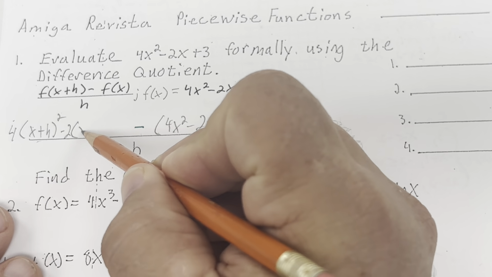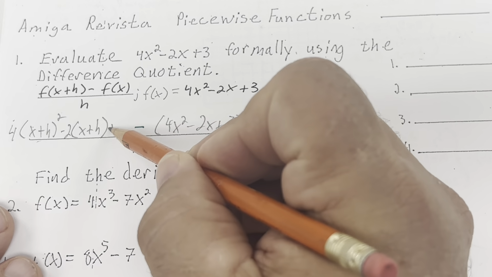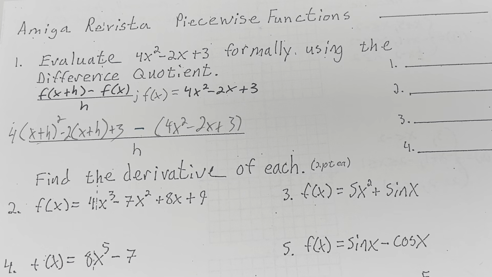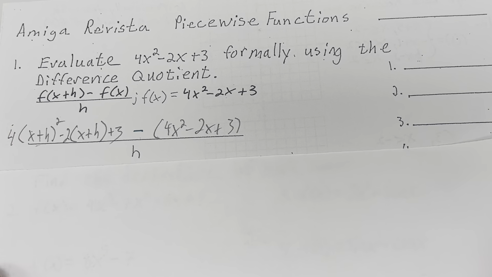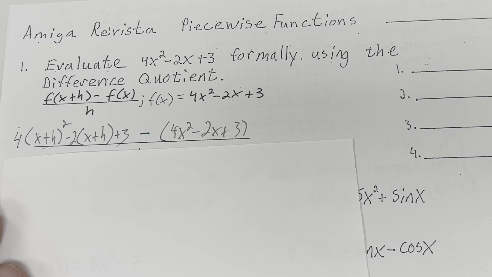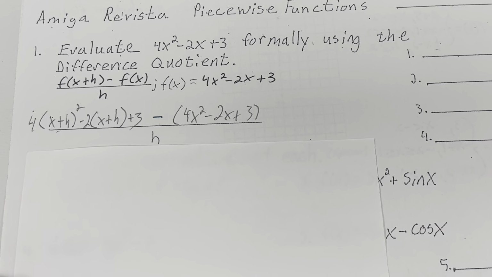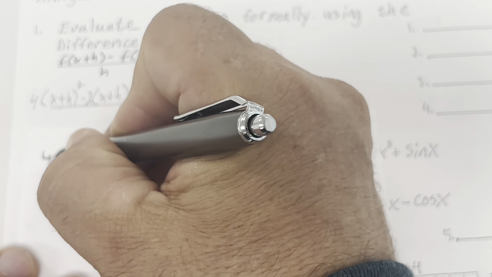Minus 2 times x plus h plus 3. So I'm going to use some scrap paper because I have to FOIL this out, do a little extra work. So I have to FOIL out the x plus h squared. So when I FOIL that out, that's going to give me a 4 out in front.